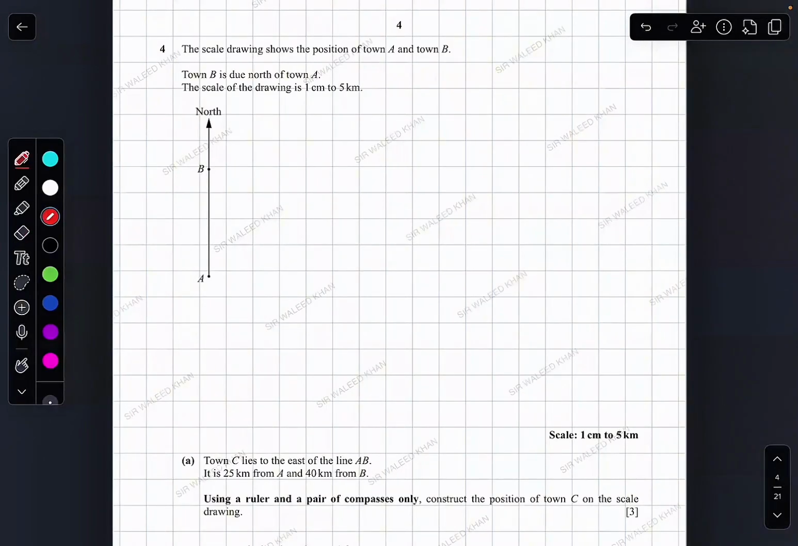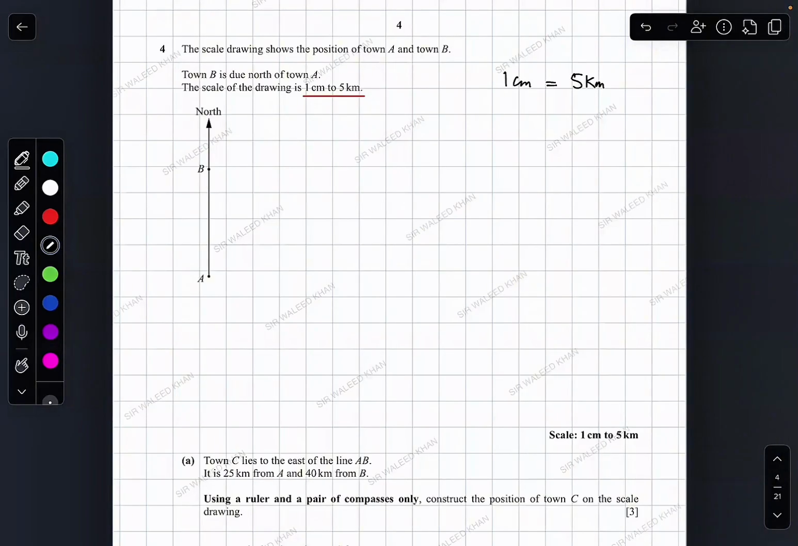Okay. The scale drawing shows the position of town A and town B. Town B is due north of town A. So the scale for the drawing is 1 centimeter to 5 kilometers. For construction, you have to check on this. Sometimes the scale is given, so you have to convert. Sometimes the scale is not given, so you have to use the exact same values. Right over here, the scale is given. They are saying 1 centimeter is representing 5 kilometers.